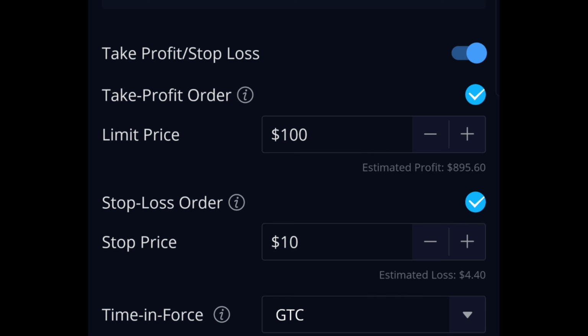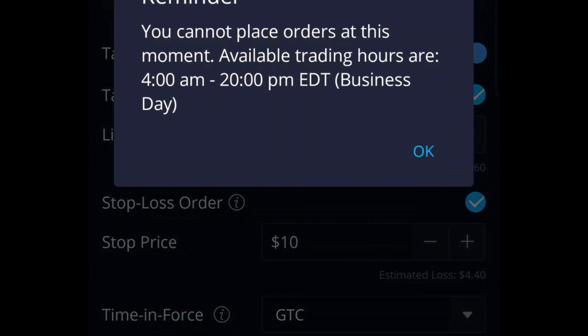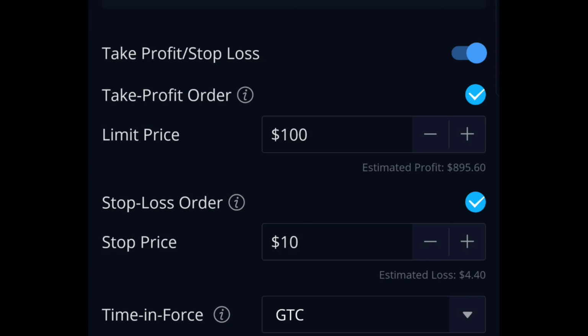And then from there, you would just click on buy. And of course, it's going to give us that reminder that you cannot place orders at this moment. Trading hours are from 4 a.m. to, what is that, 8 p.m. Eastern Standard Time.